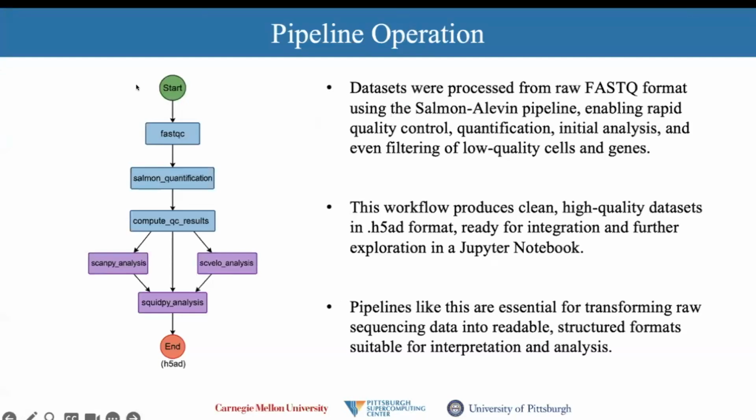So this graph here on the left represents a data pipeline, and each step in the diagram represents a node with its own functionality where data is cyclically processed or analyzed. This pipeline processes raw single-cell RNA sequencing data, starting from FASTQ format using the Salmon-Alevin workflow for rapid quality control, quantification, and initial analysis. The result is a clean, high-quality .h5ad file, which is ideal for visualization and interpretation within a Jupyter notebook.